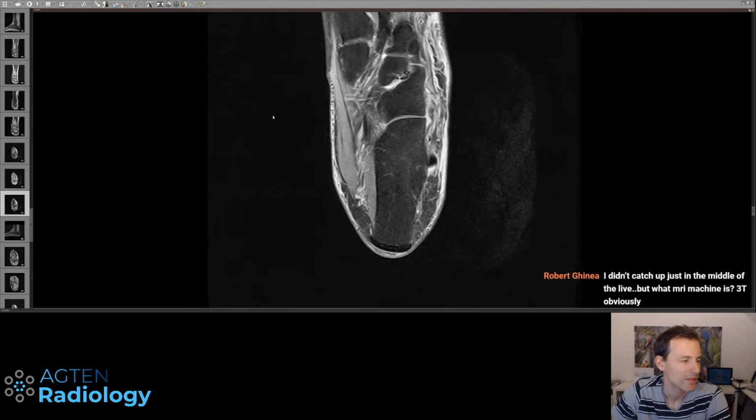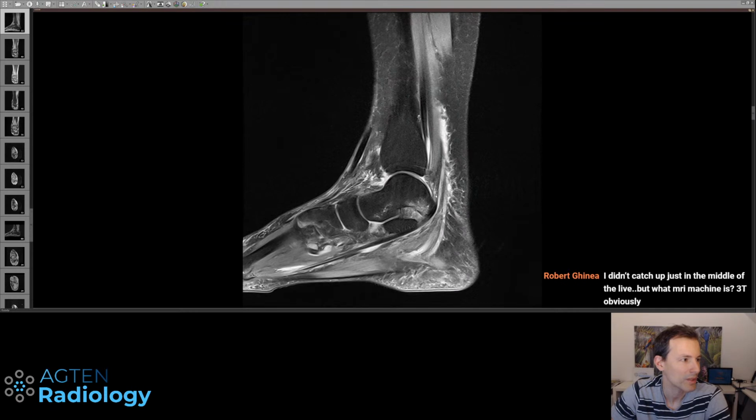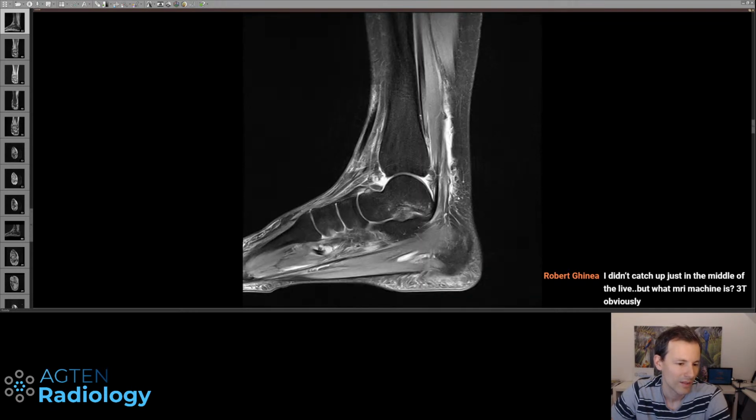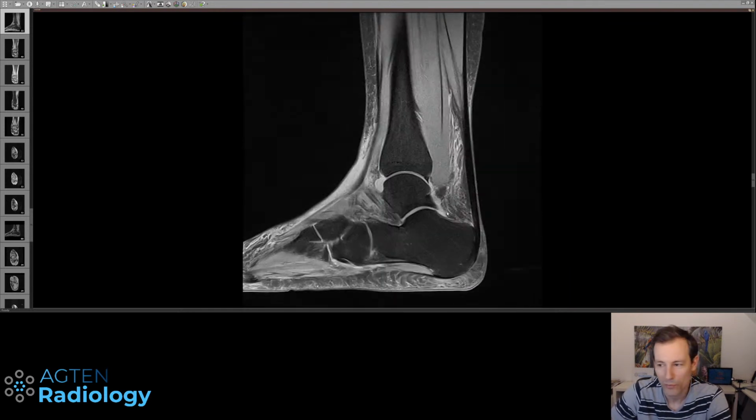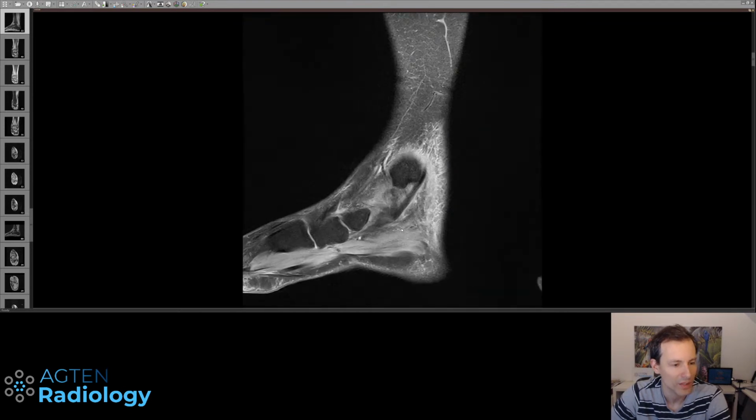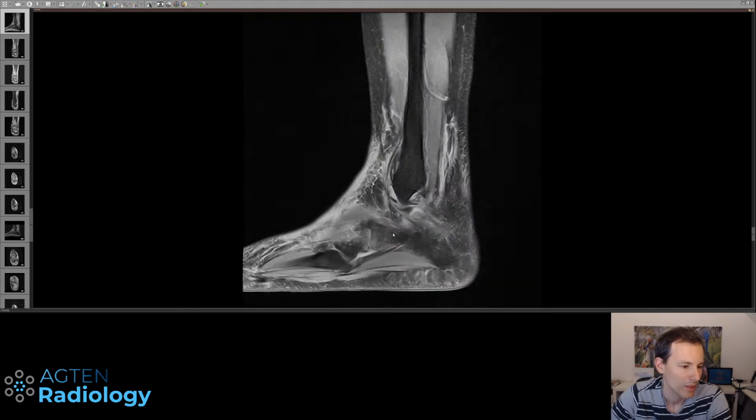Yes, I think it's a 3 Tesla scanner. I actually wouldn't know the exact scanner, but I think it's a nice one. Maybe I'll look at the DICOM data, but I'm a little bit afraid that if I open the DICOM header now, I might reveal some patient-specific data, which I obviously wouldn't want to risk on a live stream. But I would think it's a 3D.